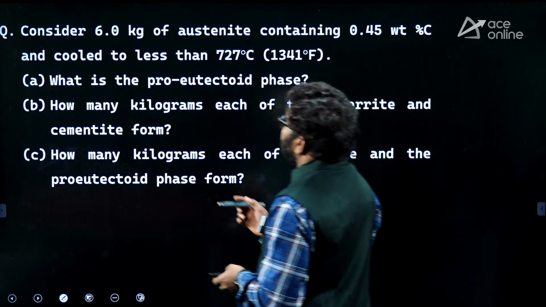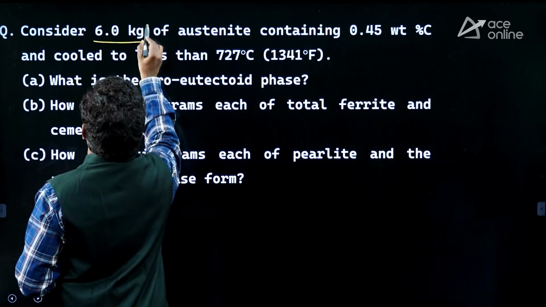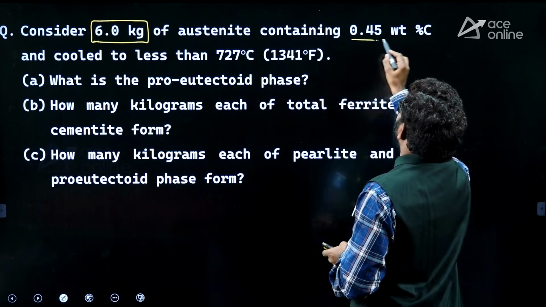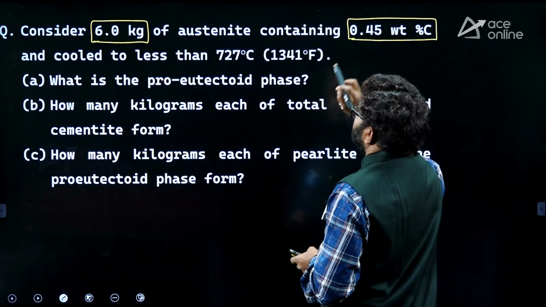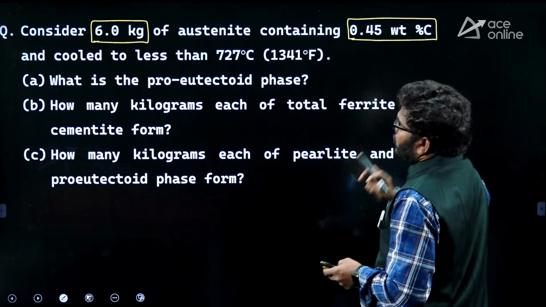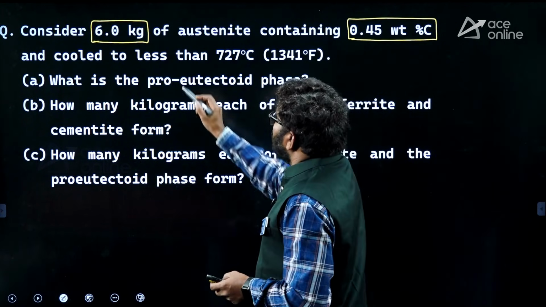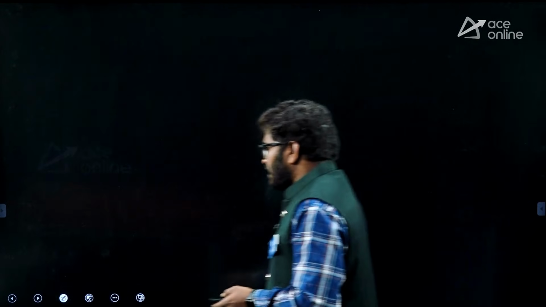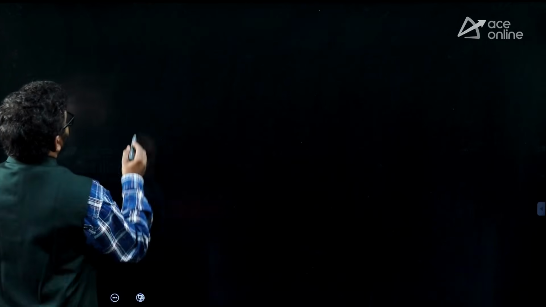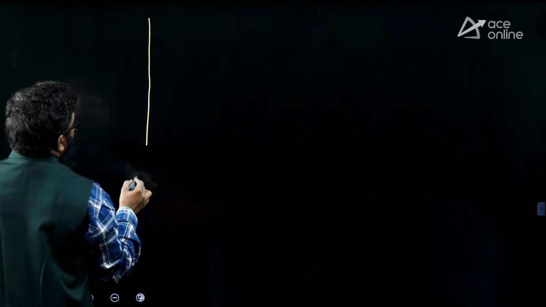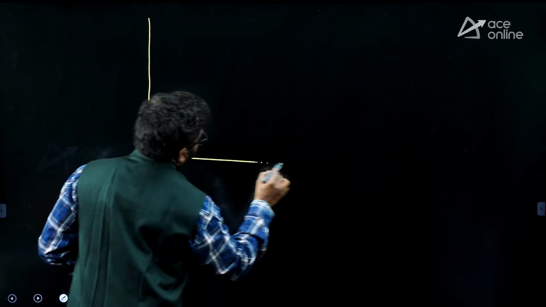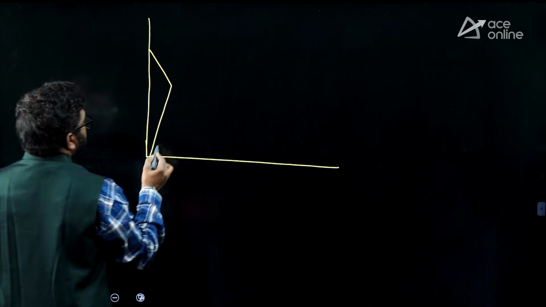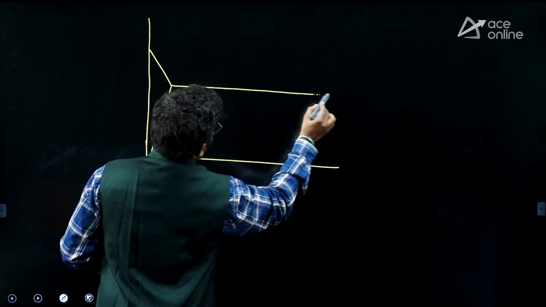Consider 6 kg of austenite containing 0.45 weight percent of carbon, cooled to less than 727 degrees Celsius. Let us consider the graph. The graph here is like this.